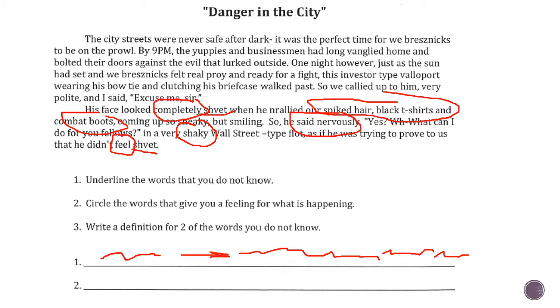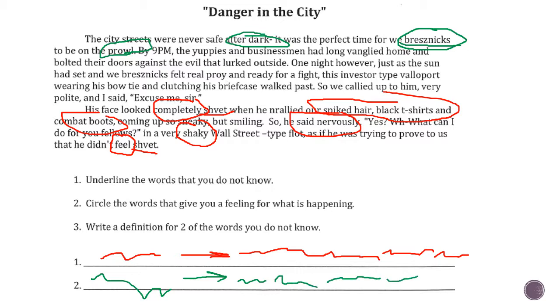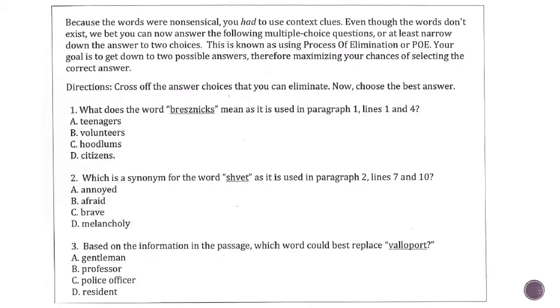Now in green, let's look for another word. Brezniks. Brezniks are on the prowl after dark. So we could say that the definition for Brezniks is maybe a punk, a street tough, or an otherwise unsavory character. Because the words were nonsensical, you had to use context clues.